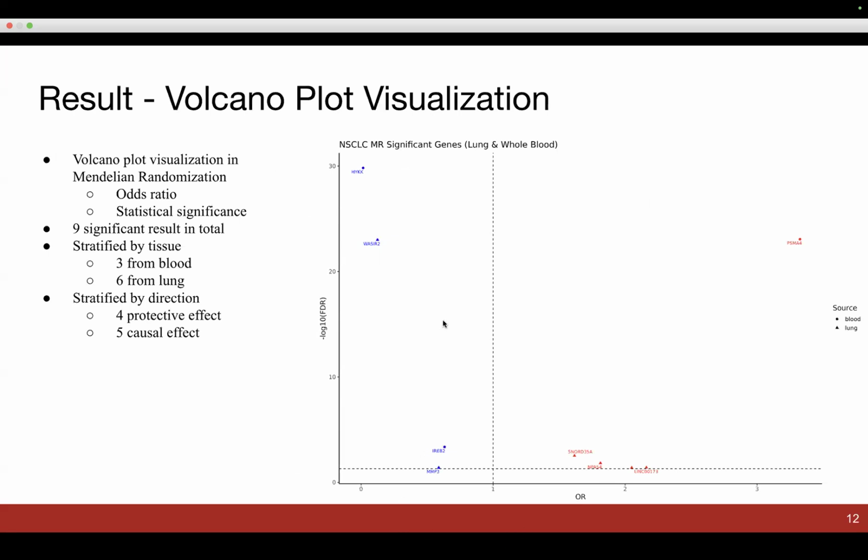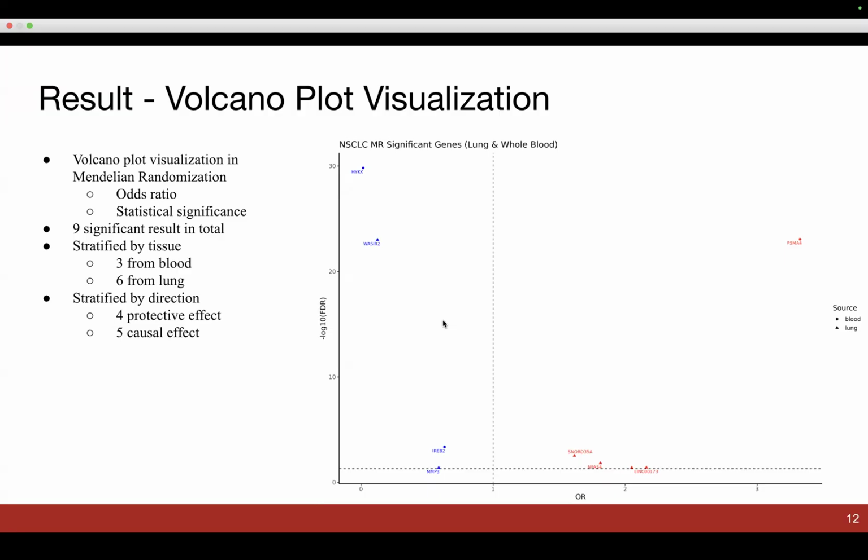All right, so I'm going to talk about the preliminary result, which is the full result of the standard Mendelian randomization. To begin with, we have this volcano plot as the most direct, simple, and straightforward visualization of the result. This type of volcano plot is the most important graph from nearly all Mendelian randomization studies. On the x-axis, we have the odds ratio, as Leo mentioned before. Basically, an odds ratio of less than 1 indicates that the gene or whatever exposure you are using has a protective effect against the disease phenotype. When the odds ratio is larger than 1, we have a causal effect.